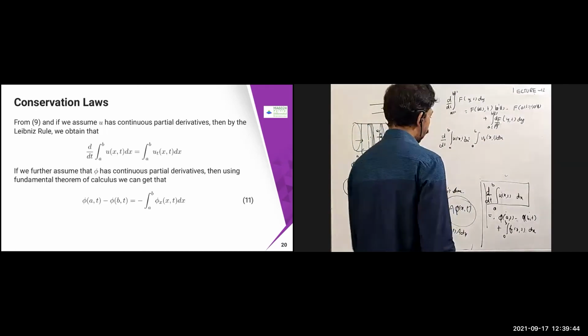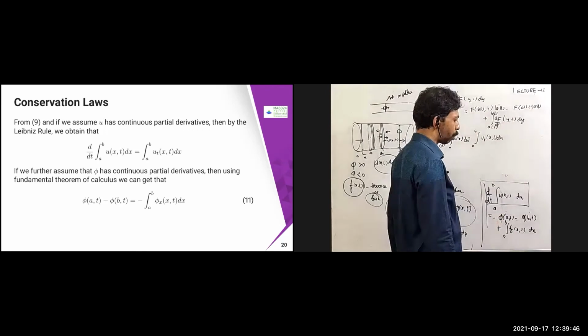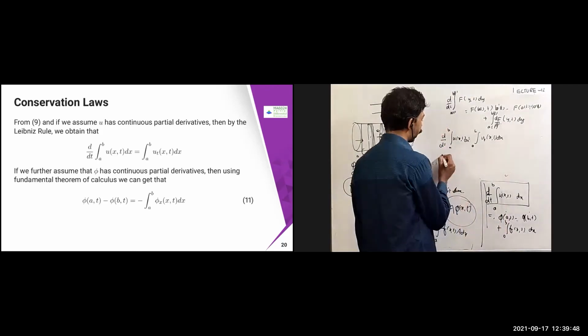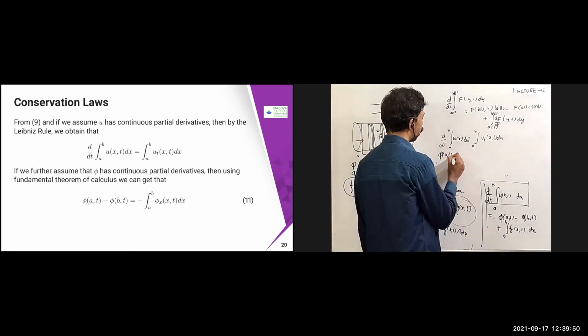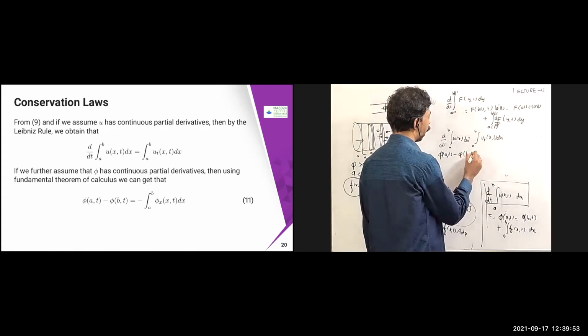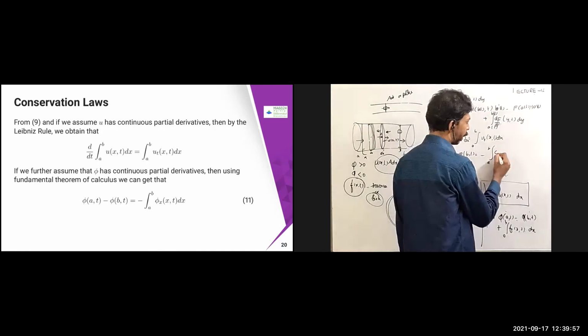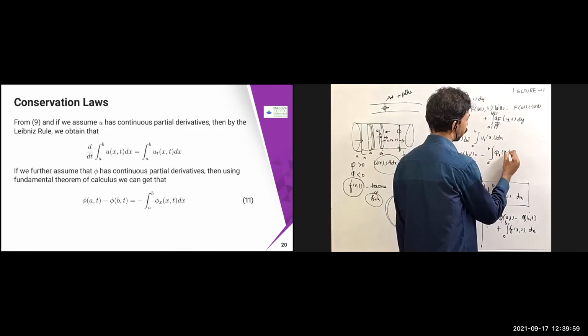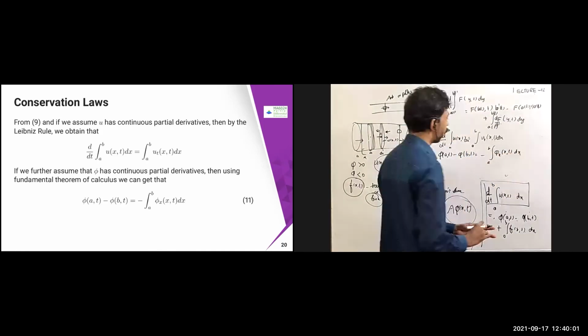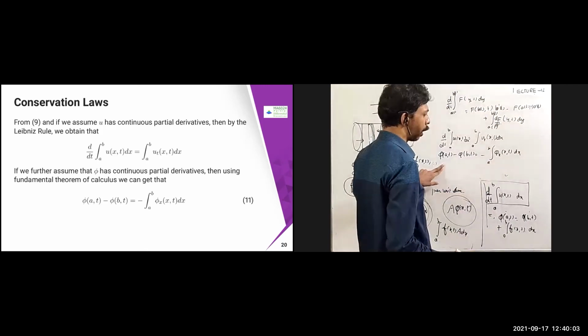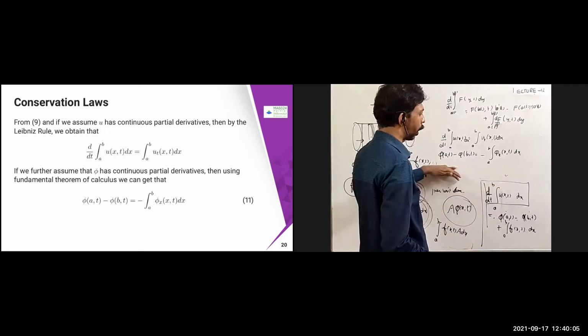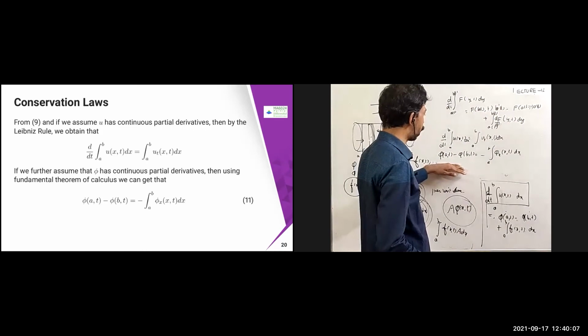Now, suppose you assume that pi is continuous. Okay, if pi is continuous, again what can I write? I can write pi(a,t) minus pi(b,t) as minus the integral from a to b of pi_x(x,t) dx. You can just take the integral over this one and you are going to get this. Using the fundamental theorem of calculus, you can apply this.